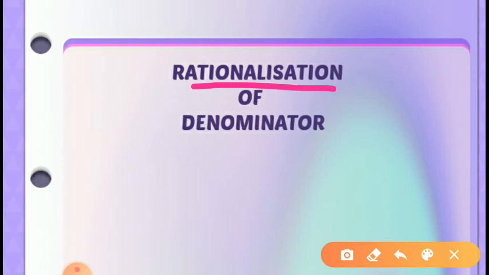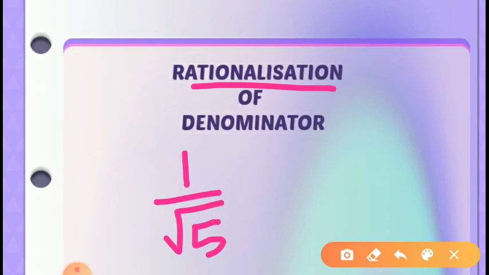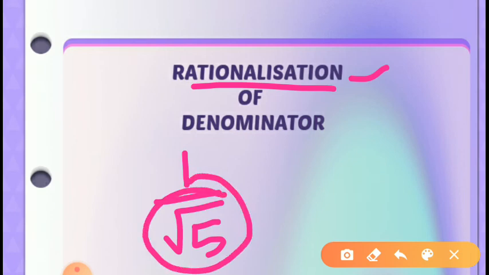Now suppose if I have it as 1 by root 5. Okay, so what is my denominator? Denominator is root 5. So in that case I have to rationalize the denominator. Rationalizing means you have to make the denominator a rational number. Okay, it should not be an irrational number, it should be a rational number.